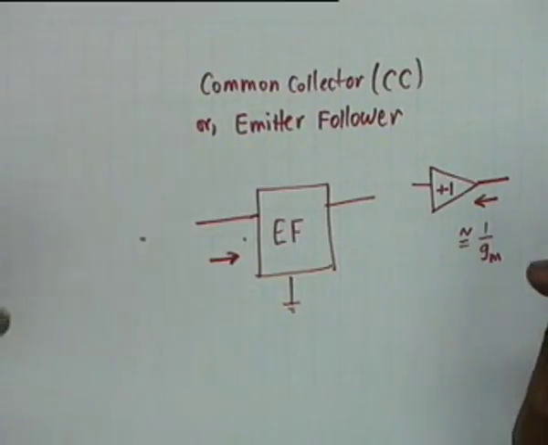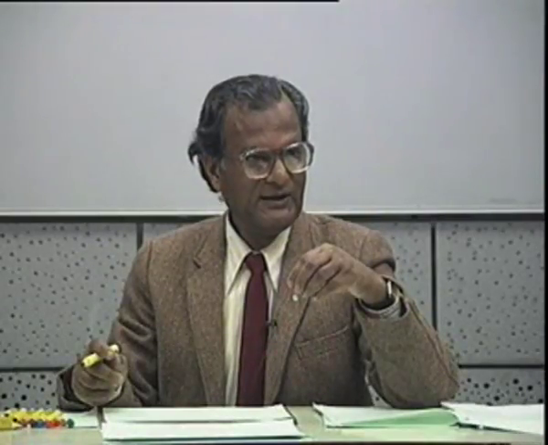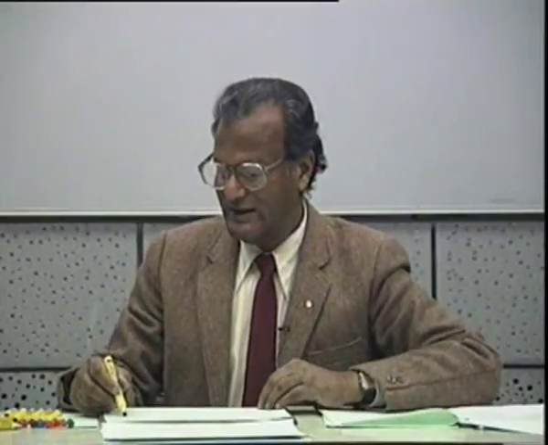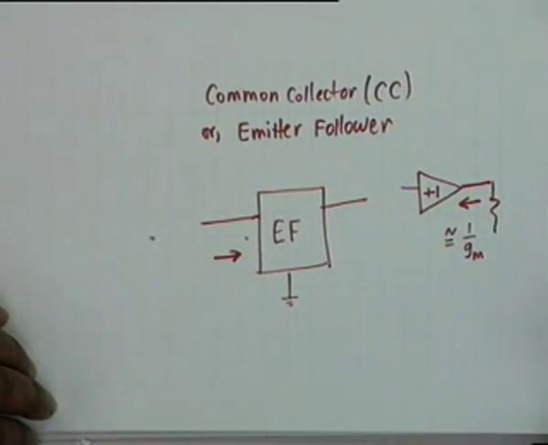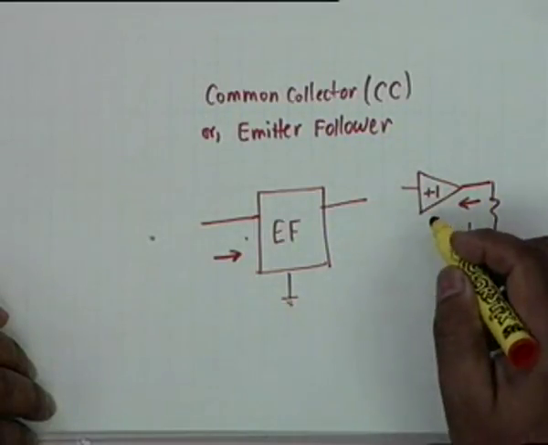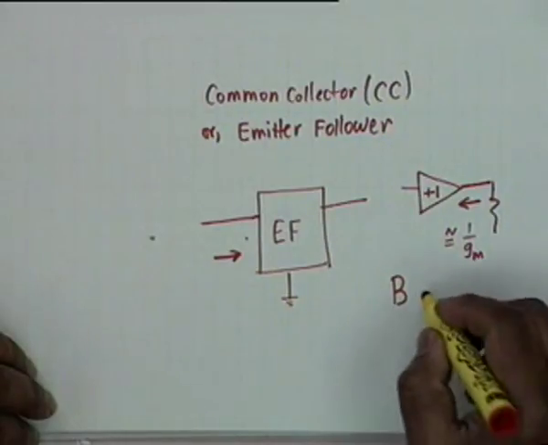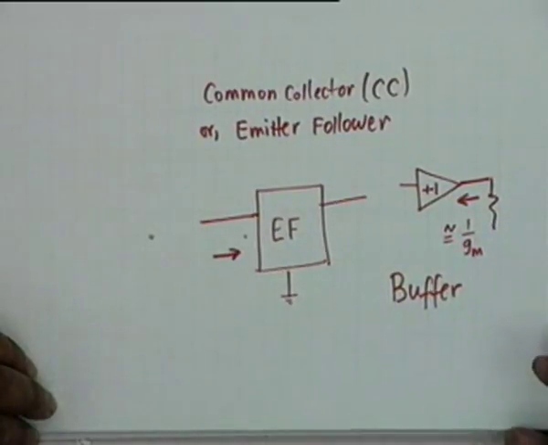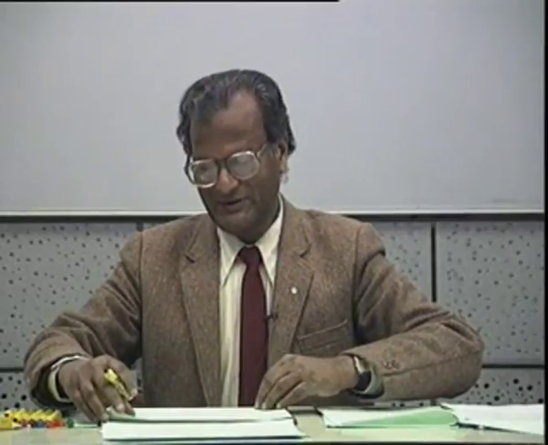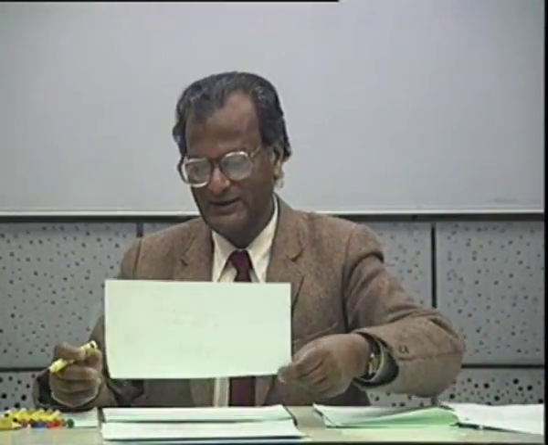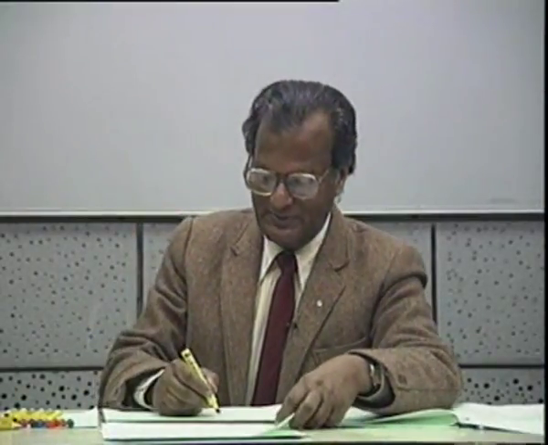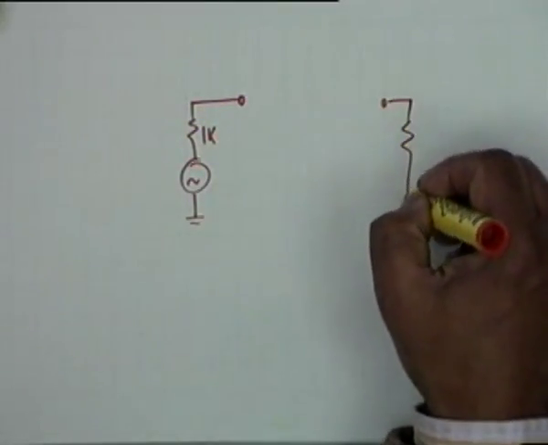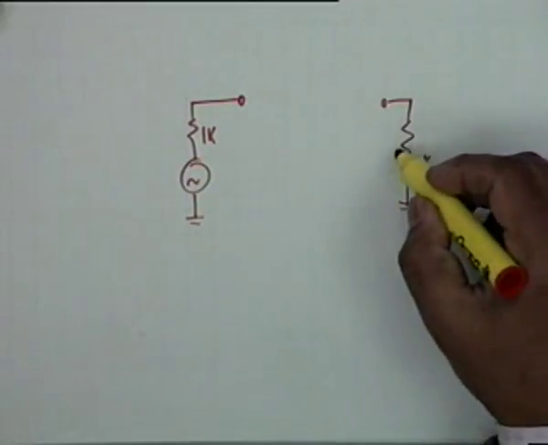So what it does is it isolates the source from the load. You can connect any load here which is much greater than 1 by GM, all right. So the source is isolated from the load, and in that sense it is also called a buffer. Let me explain why this term buffer. We shall be using this term again and again throughout electrical engineering. Let's see why it is called a buffer. Suppose you have a source of resistance 1K and a load which is also 1K, and the load varies.